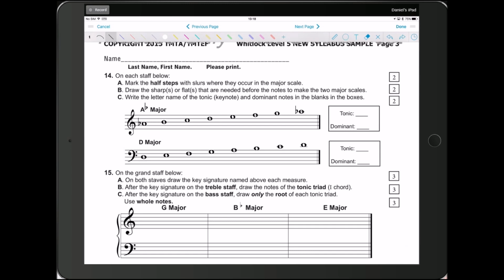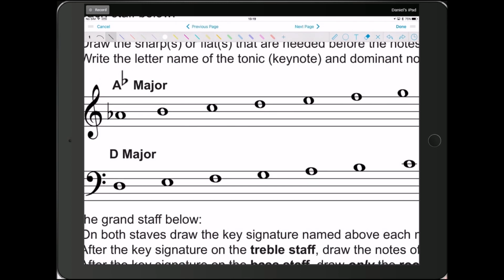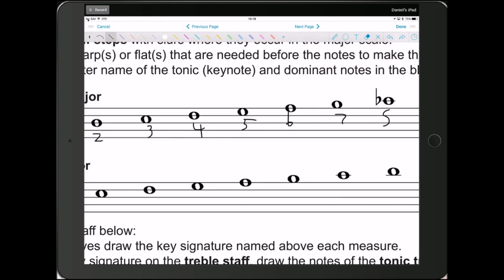So, first thing we want to do is mark the half steps. If you did the 3rd grade and if you did the 4th grade, you should know exactly where the half steps are. We just count the notes. We go 1, 2, 3 to 4. It'll be right here. 5, 6, 7 to 8. Right?